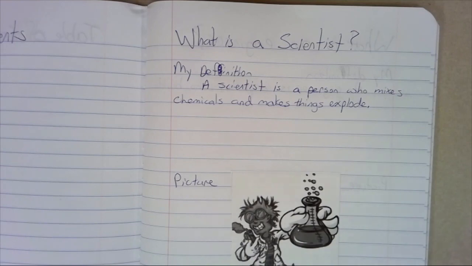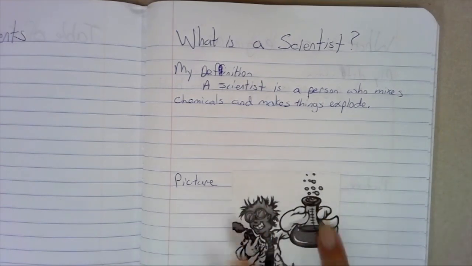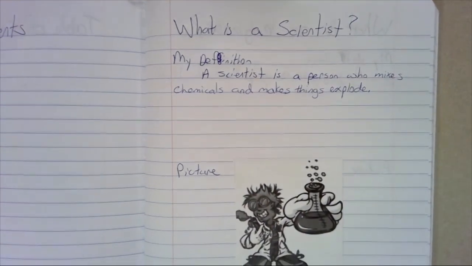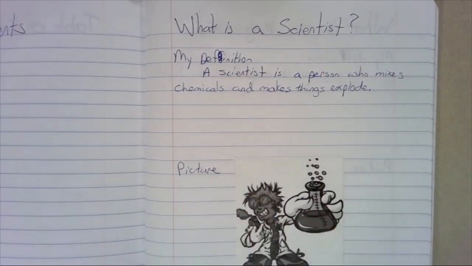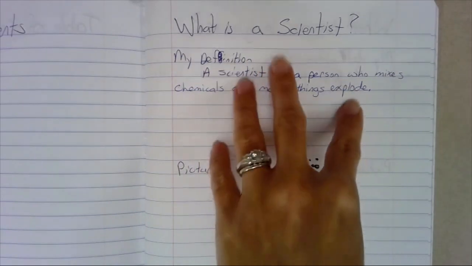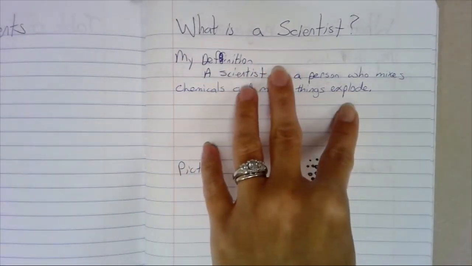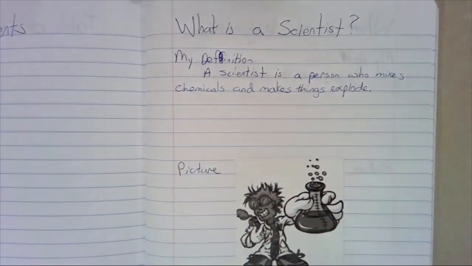You should have drawn a picture. Miss Bridges is not a very good artist, so I cheated a little bit. I found a picture on the internet and cut it out and glued it there. Do not change anything you've done here. Okay? The point of this video today is to get the real definition of a scientist.